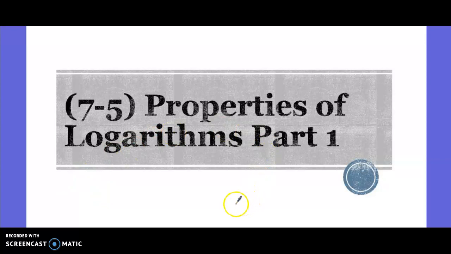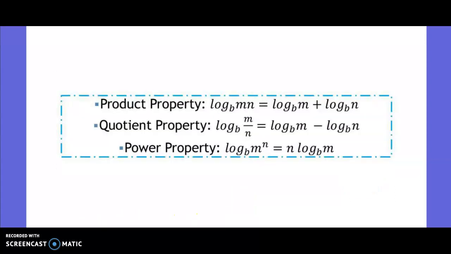Properties of Logarithms Part 1. Here are the three properties for logarithms. Pause the video to write them down. First we have the product property. Product means to multiply, of course. We have the quotient property, and quotient means to divide. And then we have the power property, which is, of course, the exponent.